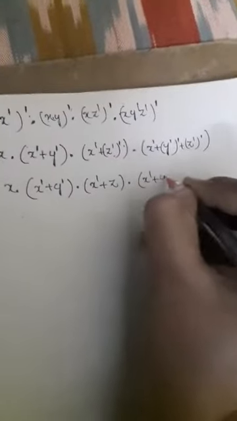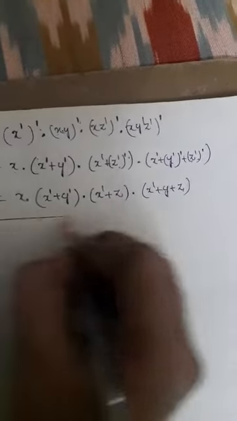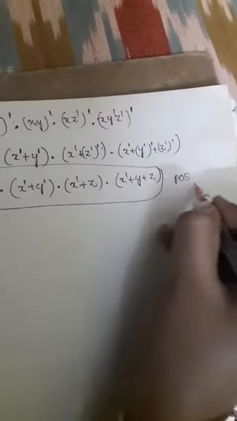Next, x complement plus y plus z. Here also double complements directly will get normal variables. So this is the POS expression. So the final result becomes product of sum. Just check it, this is product of sum. Okay, product and sum. Okay, so this is the third problem.